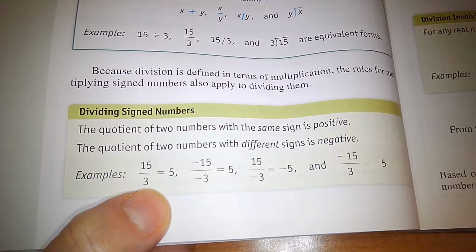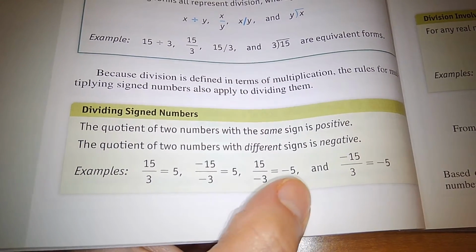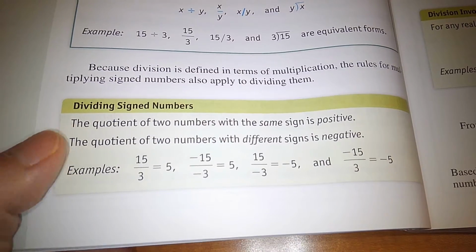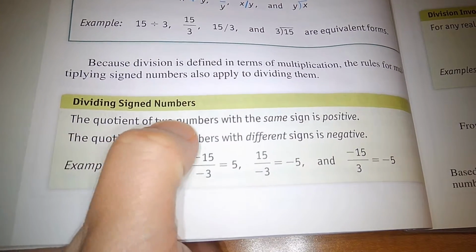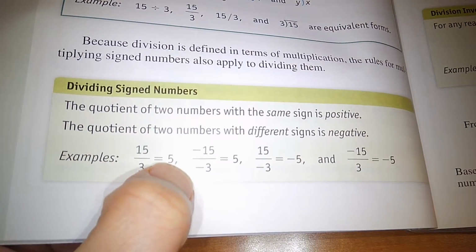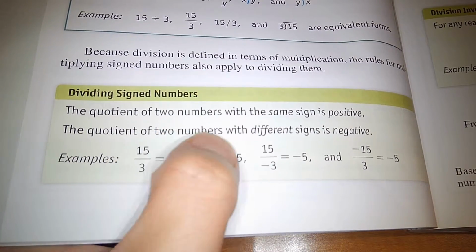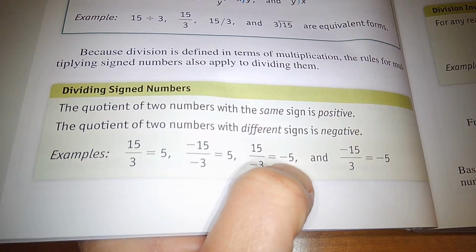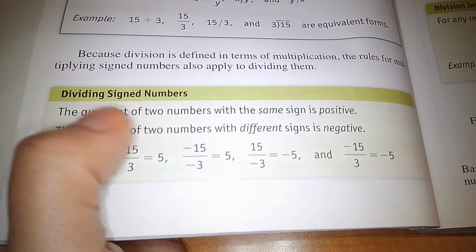Examples: 15/3 equals 5. -15 over -3 equals 5. 15 over -3 equals -5, and -15 over 3 equals -5. Very good, thanks. Division sign rules are the same as multiplication. If the quotient of two numbers has the same sign, what does that mean? Positive divided by positive, positive. Negative divided by negative equals what? Positive. Okay. How about the quotient of two numbers with different signs? Whether positive divided by negative or negative divided by positive, the result must be what? A negative number.